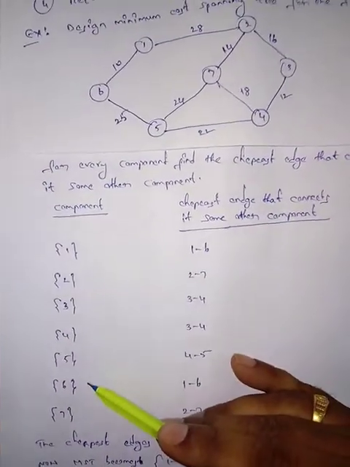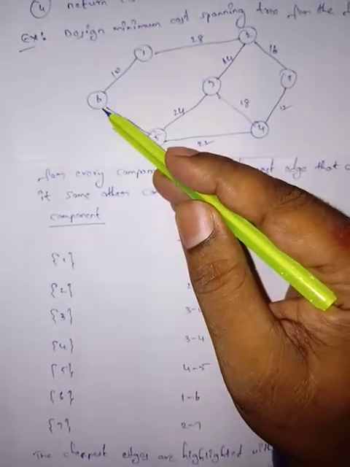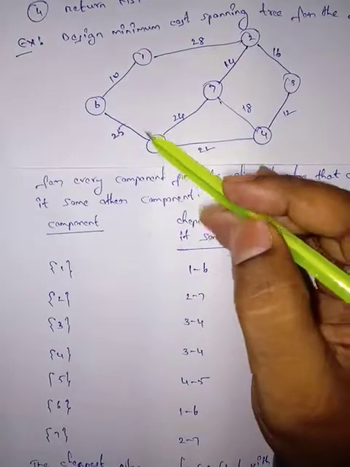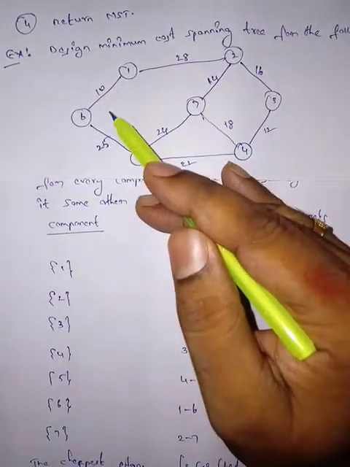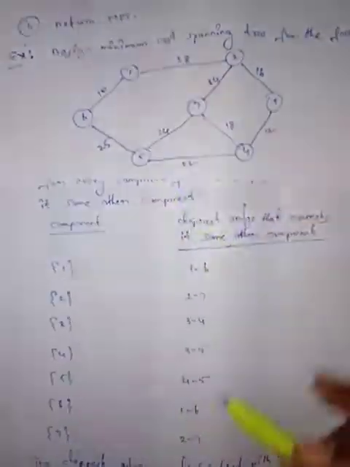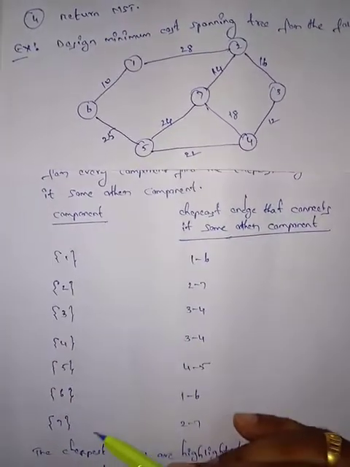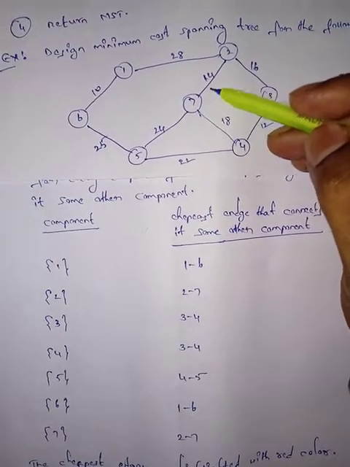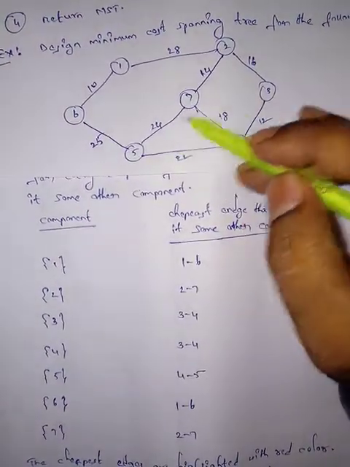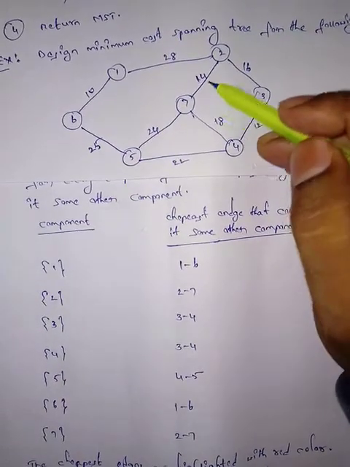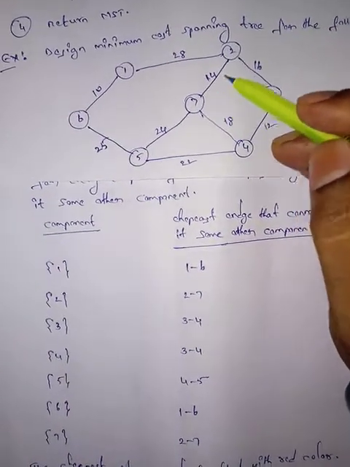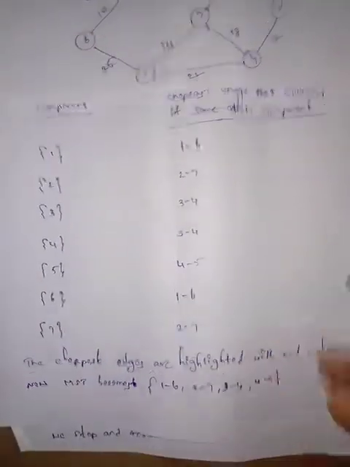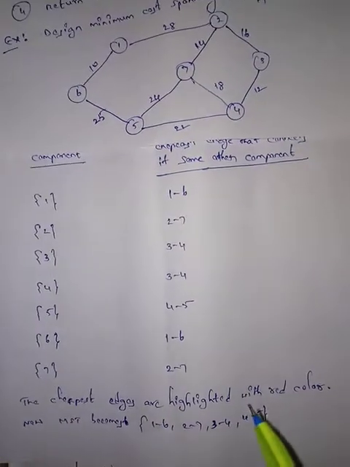Next is component 6. The 6 is connected with 2 edges, this one and this one. Out of these 2 edges, this is the minimum cost, 1 to 6. Next component 7. 7 is connected with 3 edges. Out of these 3 edges, this is the minimum cost, so I selected this one, 2 to 7. The cheapest edges are highlighted with red color.